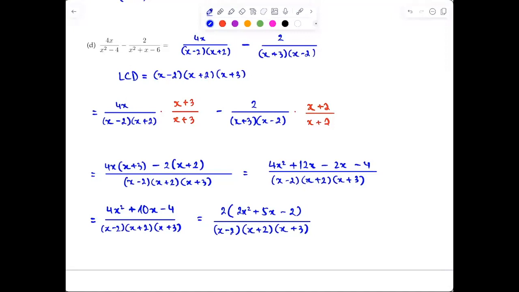Now the conditions. So I have x minus 2 different from 0, implying that x is different from 2. x plus 2 different from 0, implying that x is different from negative 2. And x plus 3 different from 0, implying that x is different from negative 3. Good.